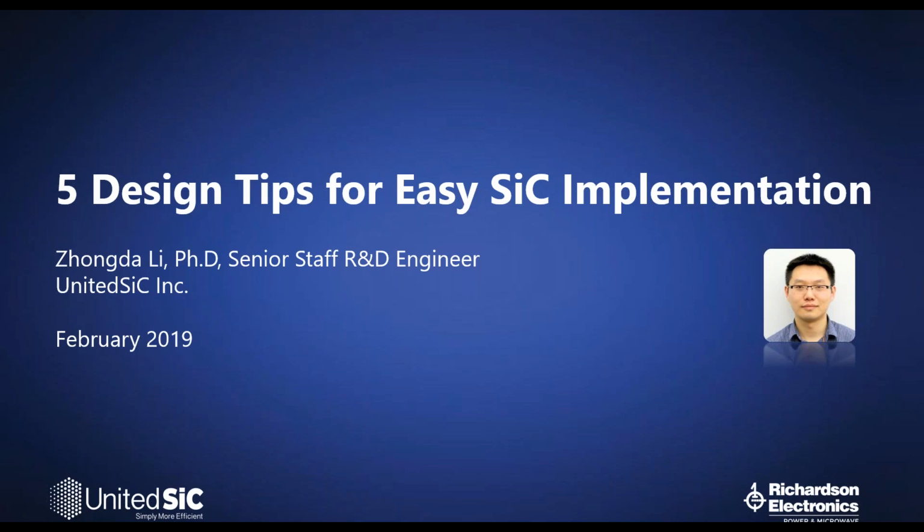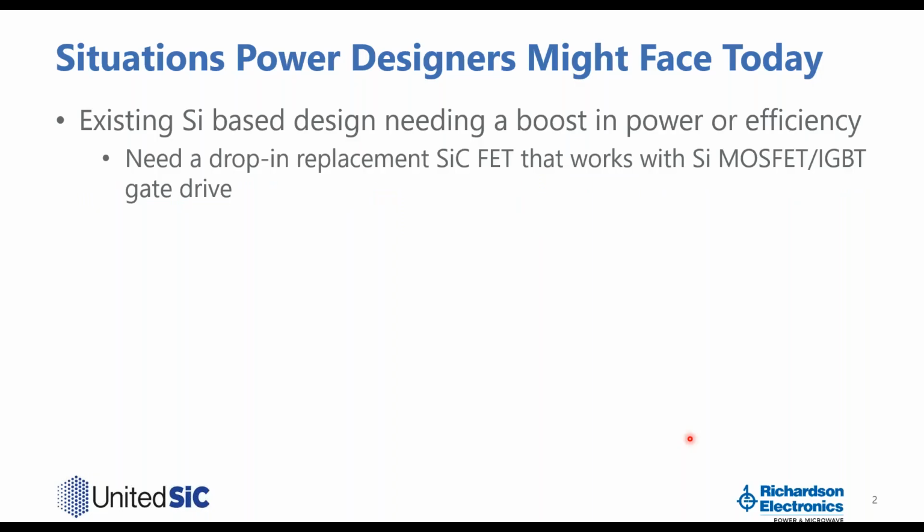Zhangde, take it away. All right. So today I would like to give you 5 design tips. So let's look at what might be the situations that the power designers might be facing today. The first scenario might be you already have your silicon-based design, and you just need to boost its power or efficiency. So what you might be looking for is a drop-in replacement silicon carbide FET that works with your existing silicon-based design, mainly the gate drive. You might be using silicon MOSFET or IGBT.